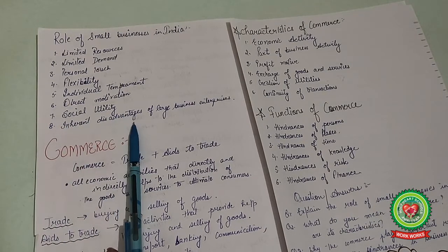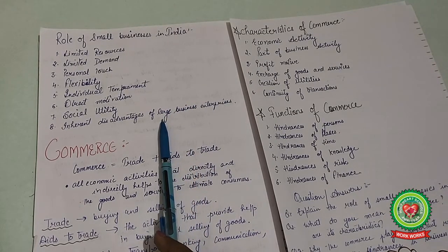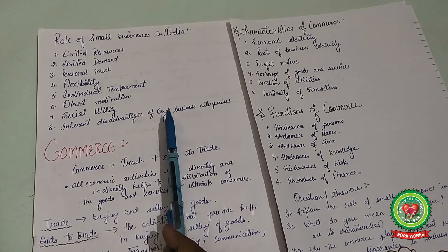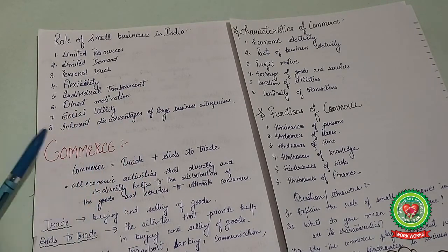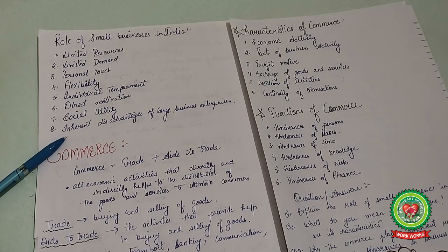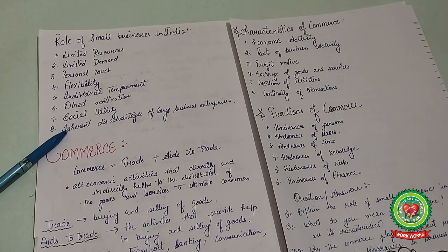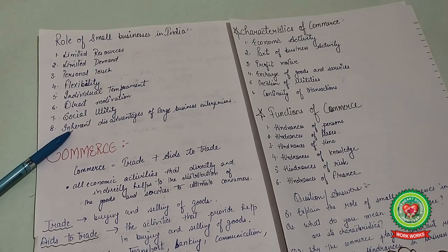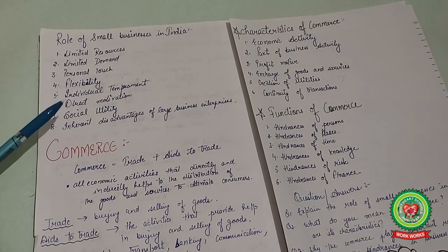Next one is the inherent disadvantages of the large business enterprises. The large business enterprise has disadvantages in the efficiency they need. There is a lack of personal touch with the customers. So these are the disadvantages that are removed in the small businesses, because there they need fewer resources, limited demand, and a personal touch with the customer so that they can satisfy their wants. That is the role of the small businesses, or the importance of why small businesses are run in a society like India.